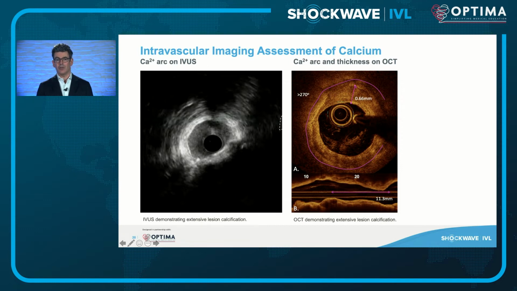With intravascular ultrasound, in particular, you can delineate the calcified arc. And with OCT, you get a higher spatial resolution, and not only can you identify the arc of calcium, but also the thickness.